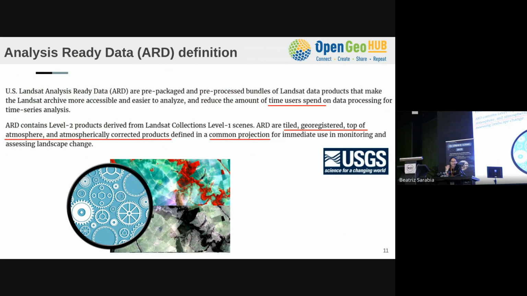And this is not a very new idea. Even NASA has been promoting this for a long time. So these are some keywords: we can reduce the time users spend processing the data, make it more accessible, and also remove the need to do atmospheric corrections for the Landsat data. So that's how it has been applied for such a long time.